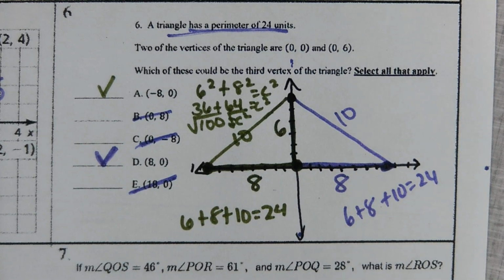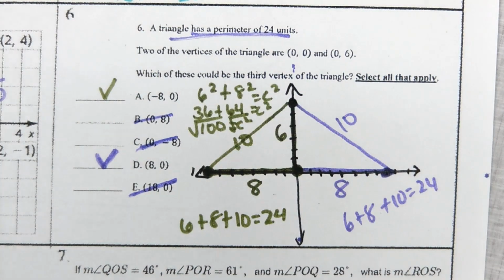I'd say that's the best way to do it. Just go through the answer choices and figure out which ones make a triangle with a perimeter of 24.